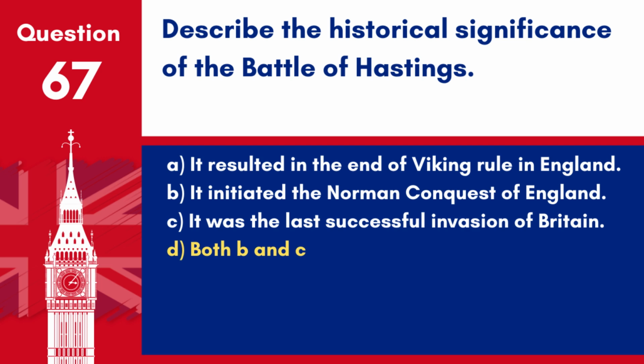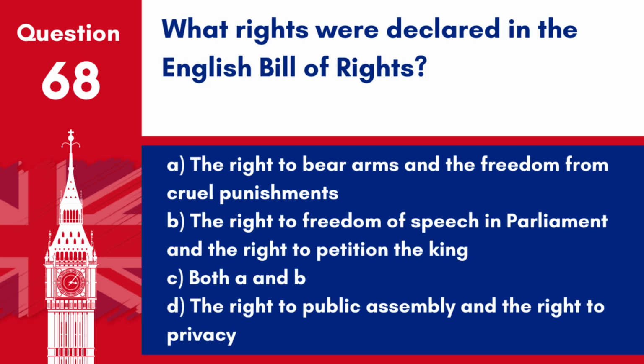The Battle of Hastings in 1066 was historically significant as it initiated the Norman conquest of England and was the last successful invasion of Britain. Question 68. What rights were declared in the English Bill of Rights? A. The right to bear arms and the freedom from cruel punishments. B. The right to freedom of speech in Parliament and the right to petition the King.